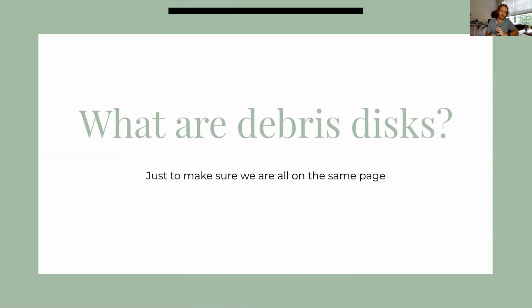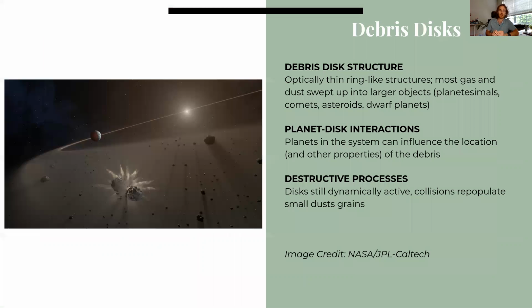So just to make sure we're all on the same page, I want to go over what debris disks are, since this is a term that could be a little bit foreign to some people. Debris disks are effectively the leftovers from the planet formation process. They're usually optically thin, ring-like structures, and all of the smaller dust and gas has been swept up into larger objects like asteroids, comets, planetesimals, or dwarf planets.